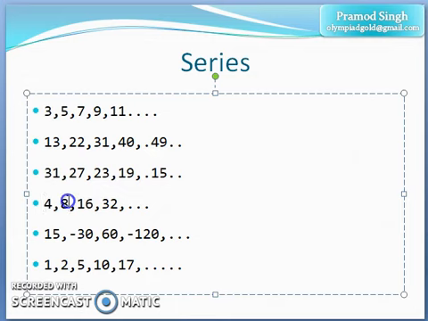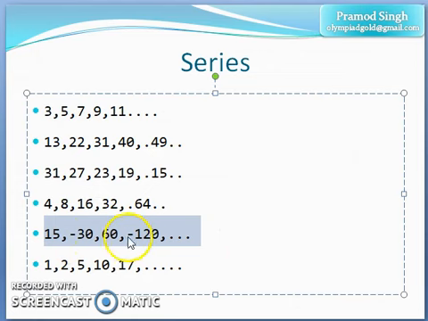Then also let's talk about the multiplication here. So 4 multiplied by 2 is 8. 8 multiplied by 2, 16. 16 multiplied by 2, 32. So 32 multiplied by 2 is 64. Okay. So now here again, see how it is going.